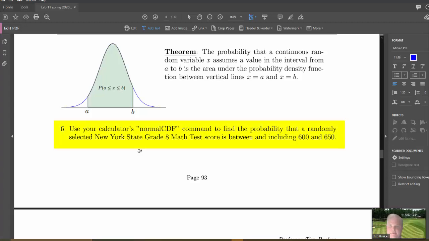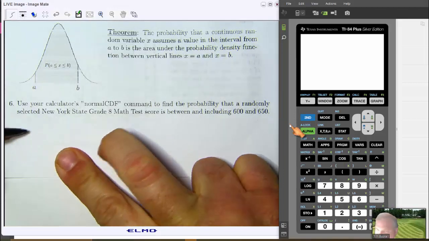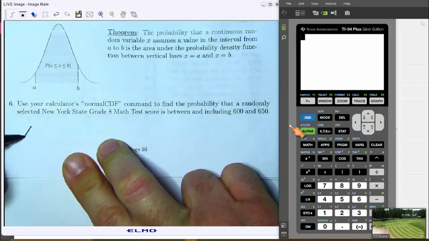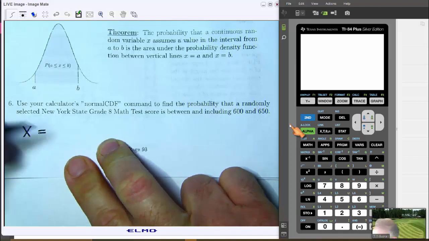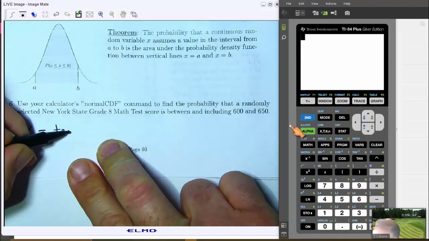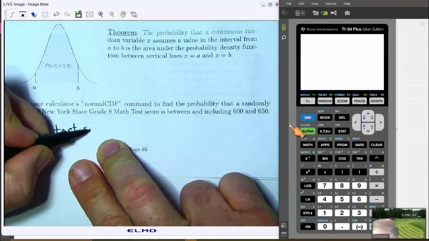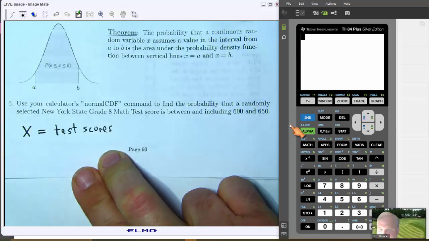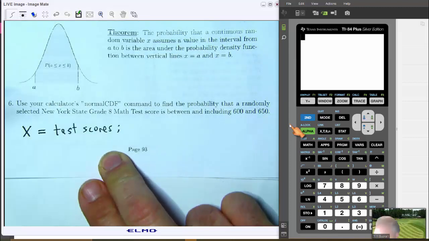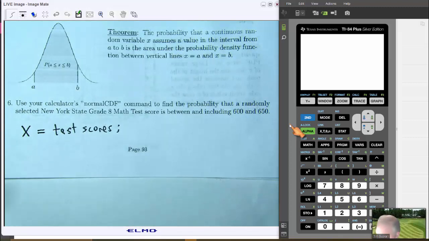So we'll take a look at question 6 here. Use the calculator's normal CDF command to find the probability that a randomly selected test score is between and including 600 and 650. Here, the random variable x represents the test scores, the curved test scores. The question asks us to find the probability that x is between and including 600 and 650.